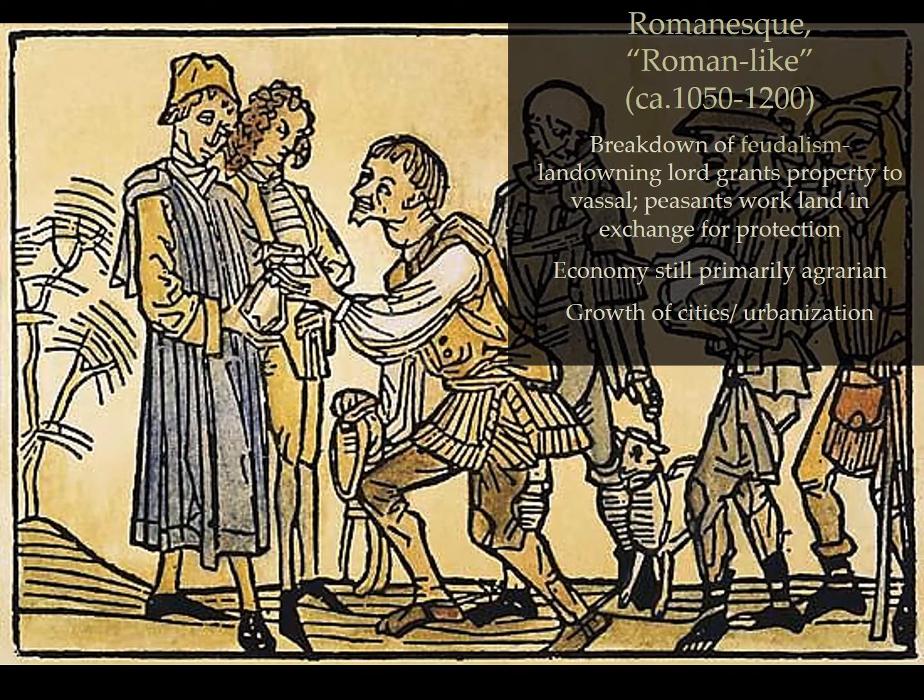Romanesque, literally Roman-like, for it was believed that the architecture at this time looked like Roman architecture. We have a breakdown of feudalism, the system of government and economics that is going to have held true through the early Middle Ages, where land-owning lords would grant property to vassals. In turn, these peasants would work the land in exchange for protection from that lord. Now, the economy around the year 1000 is still primarily agrarian, but what we are seeing now is the growth of cities and urbanization that will be the foundation for the Renaissance to follow.